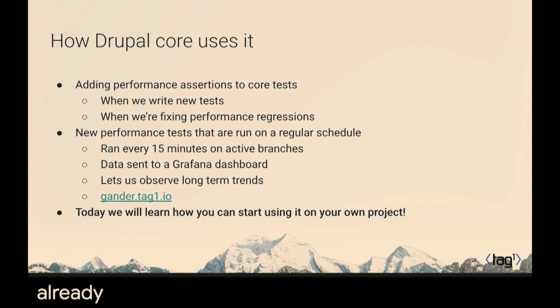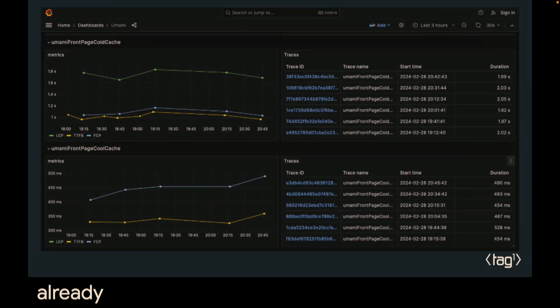Assertions are part of the normal test suite now. So if you have performance assertions and something bad happens, the normal test suite will fail. But we are also running it regularly, and on gander.tag1.io, you can see the dashboard for core. And today you will learn how you can start using it on your project. This is how the dashboard looks, the one for the long-term statistics.